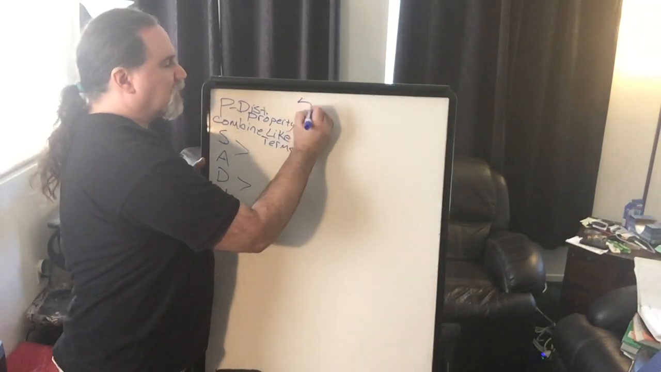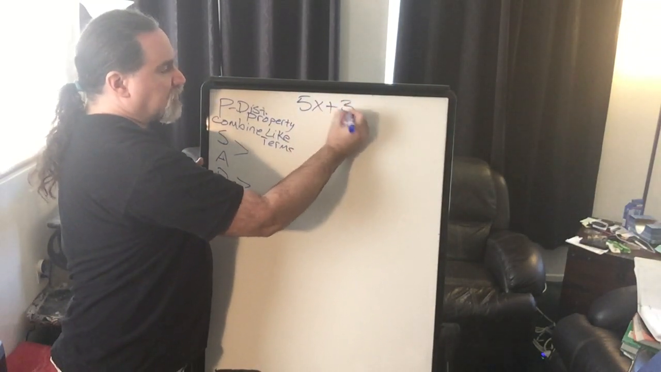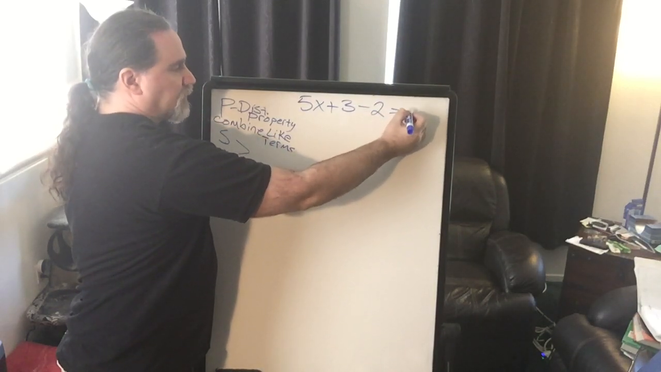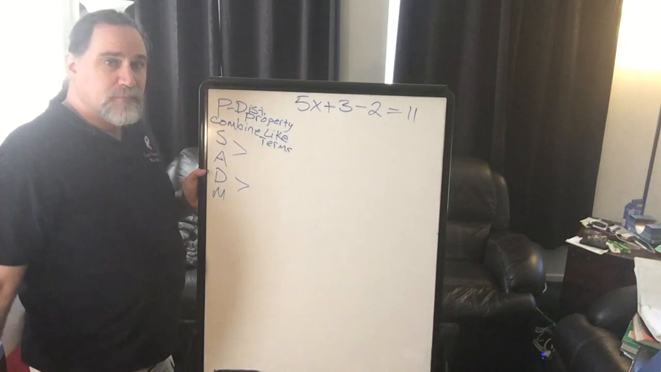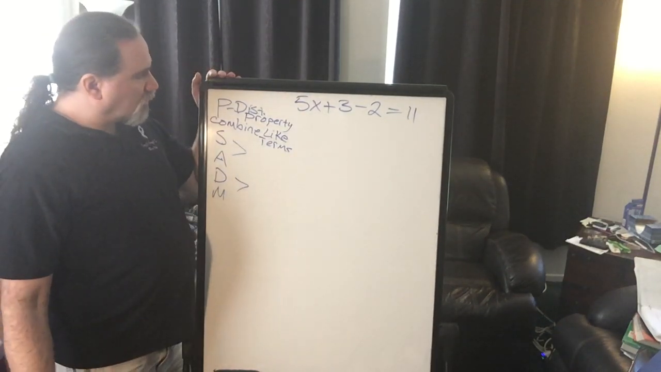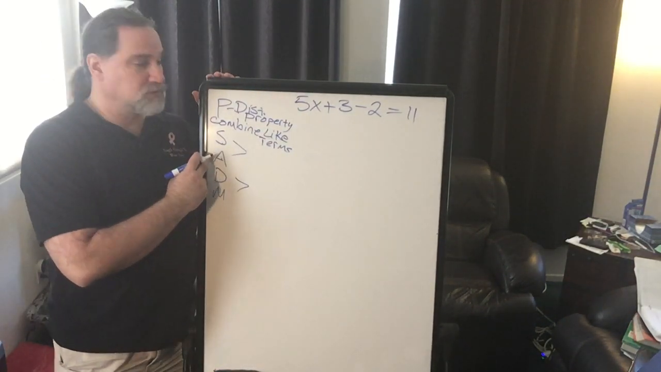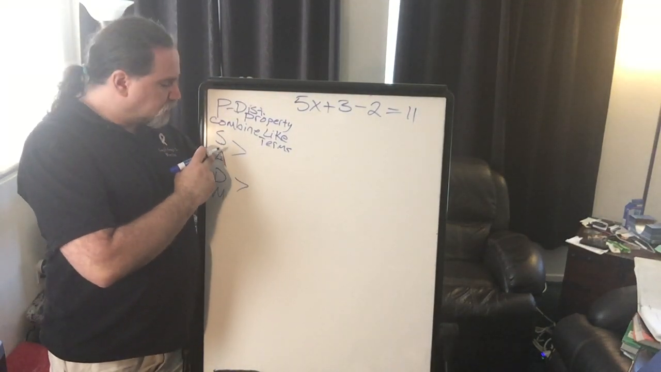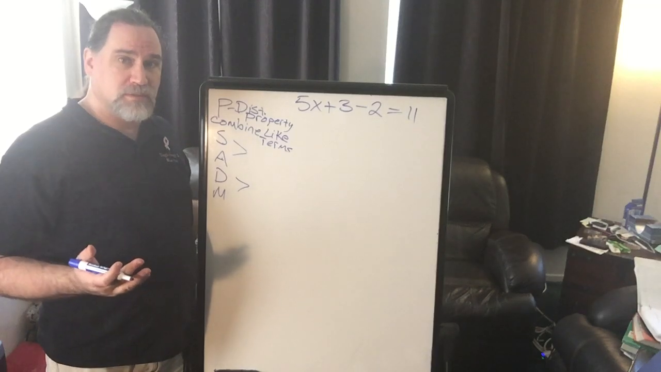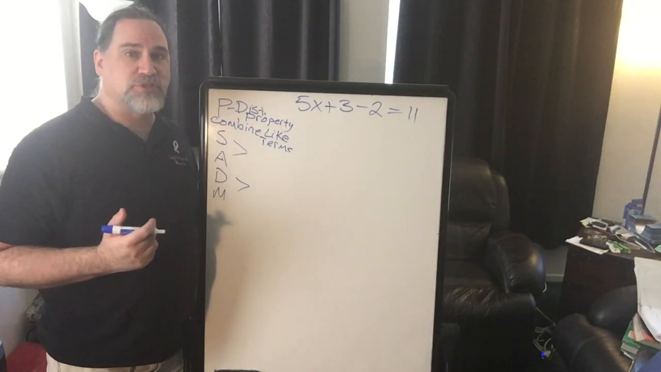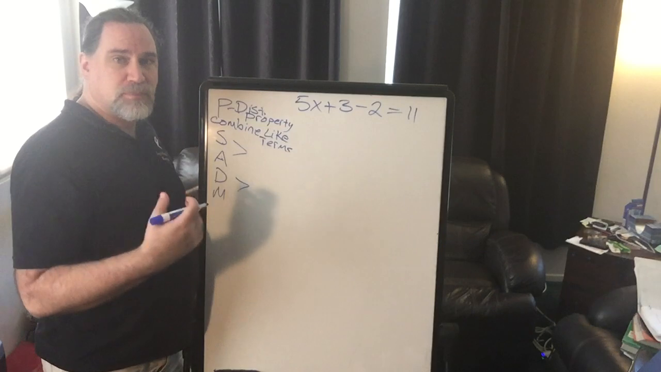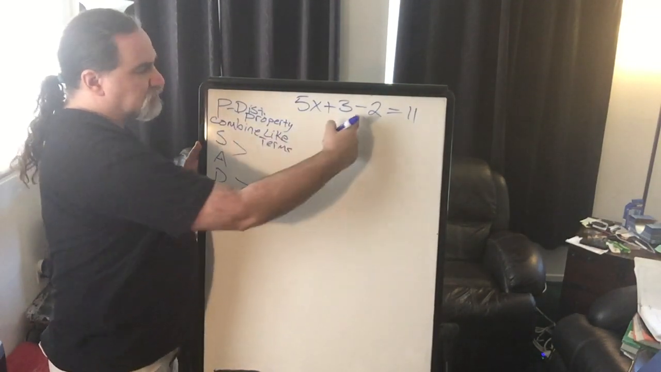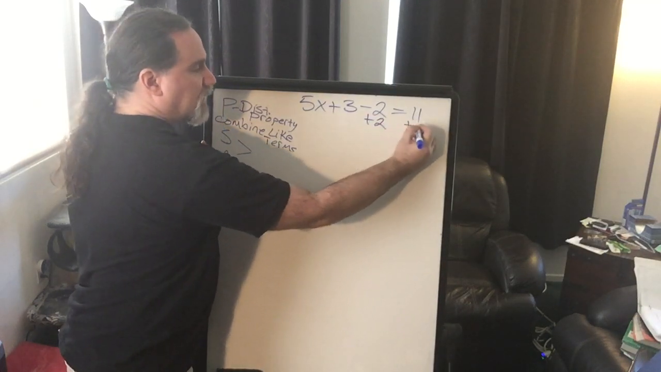So if I had something like 5x plus 3 minus 2 equaling, I think I'll make my life easy, make it 11. Okay, so I have subtraction and addition. I can elect to deal with each one of those individually. Or I could choose to just do the combined like terms. So let me show you both of those possibilities. So I could say, hey, there's some subtraction, so instead of -2, I'm going to add 2.